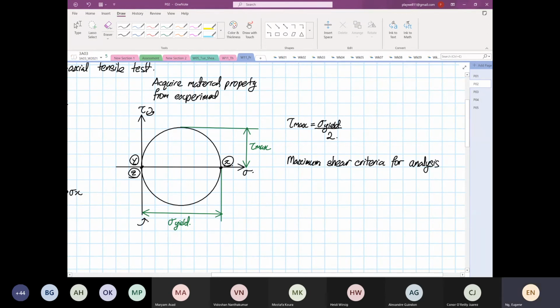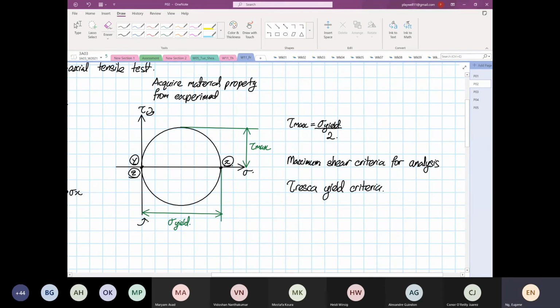And there's a name for it. A very famous person discovered this, not me. How I wish. I don't discover anything because I watch too much telly nowadays. Great inventions happened before the 1960s, because after the 1960s we have what? We have television. So this is what we call the Tresca yield criteria.